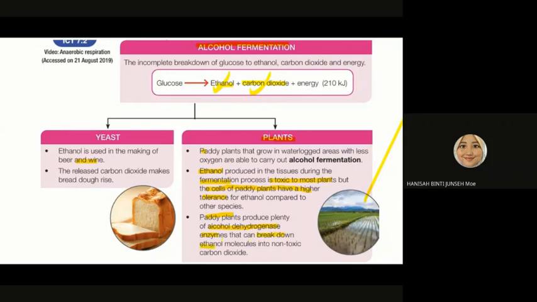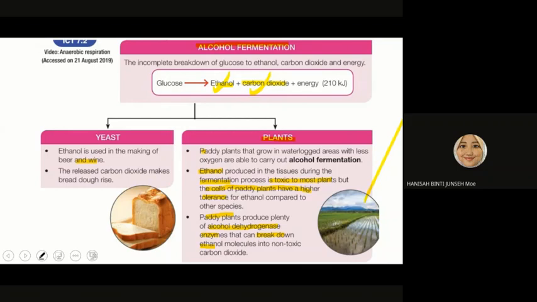Okay, that ethanol itself is toxic to most plants, but these paddy plants have a special alcohol dehydrogenase enzyme. Because of this enzyme, it will break down the ethanol from toxic to non-toxic carbon dioxide. Okay, even in a situation where there's a flood, banjir kan untuk beberapa hari, this plant will carry out the alcohol fermentation.